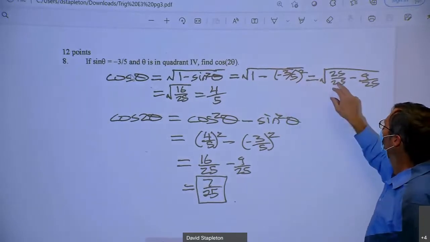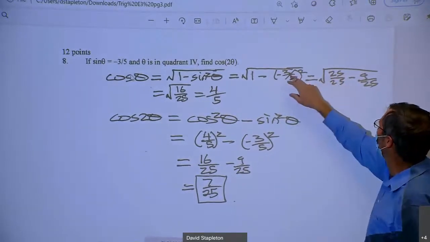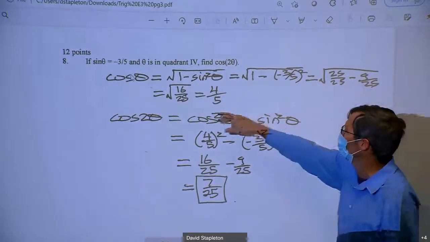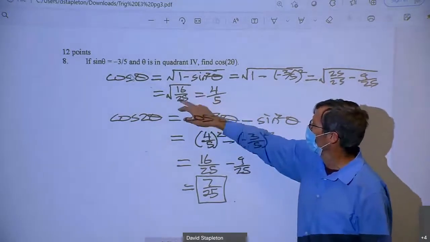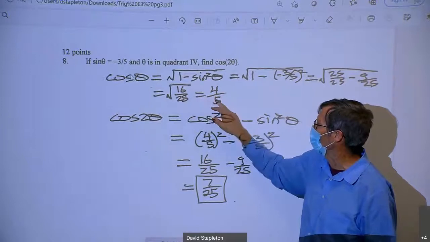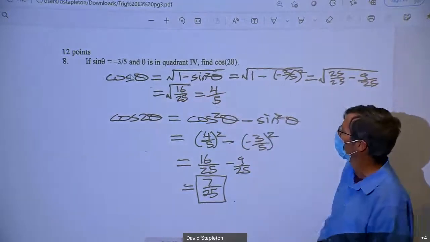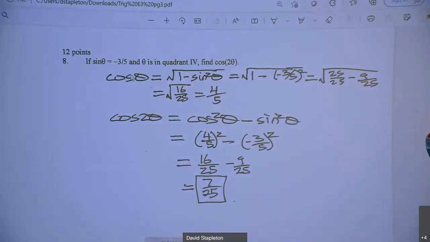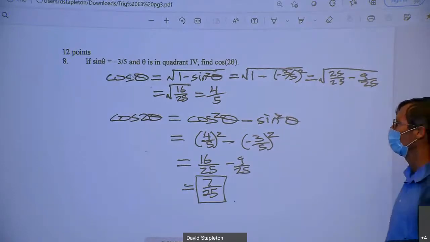Then you've got 1 minus 9/25. To reduce that, you get a common denominator. 1 is 25/25. Then you subtract the 9/25, you get 16/25, which is a square, right? 16 is the square of 4, 25 is the square of 5. So the square root of 16/25 is 4/5. There's the cosine.